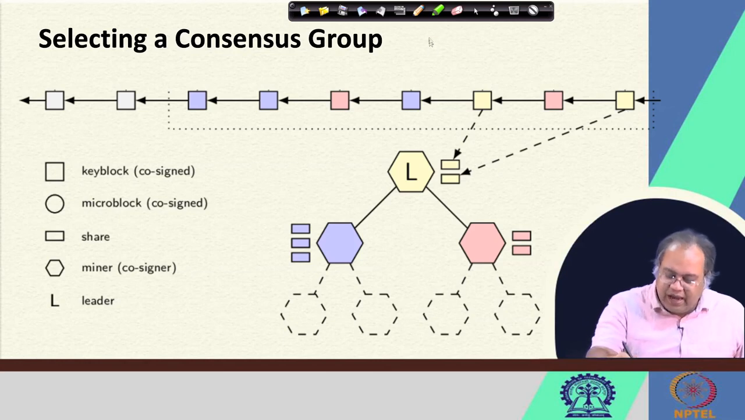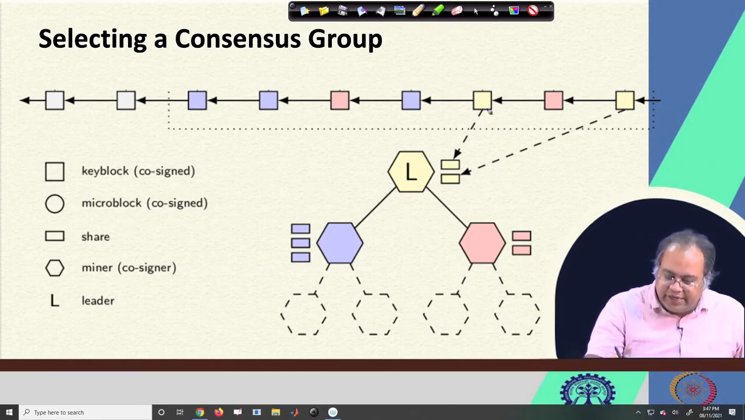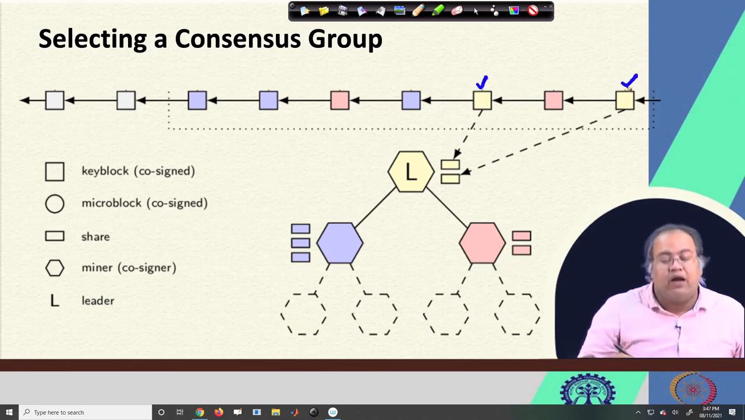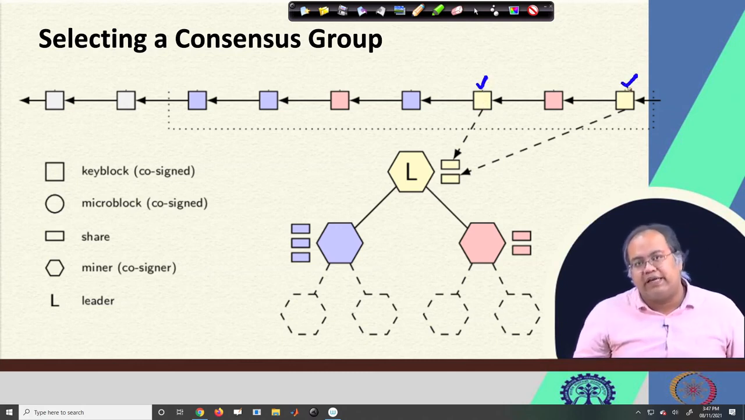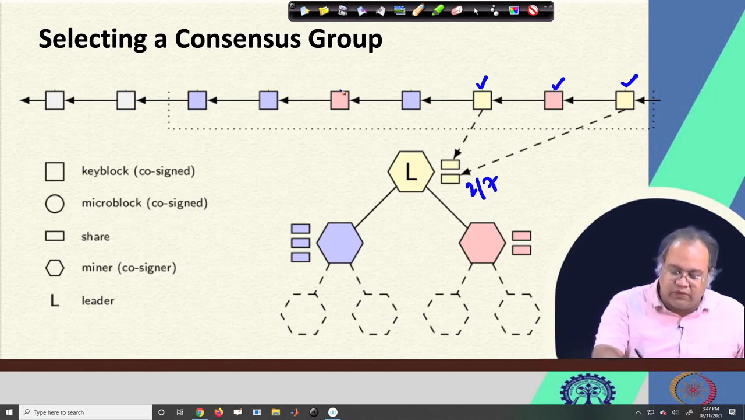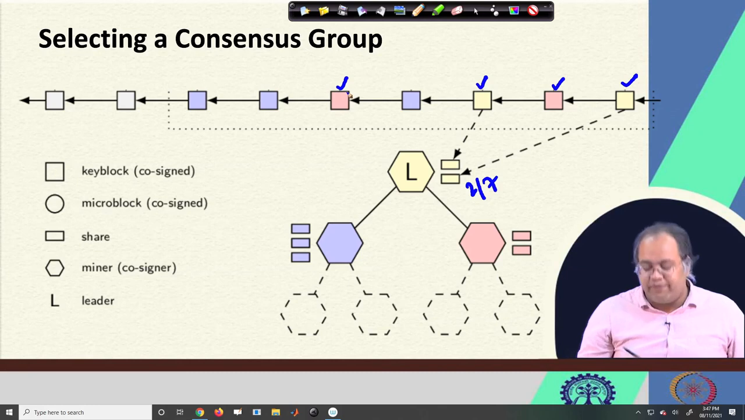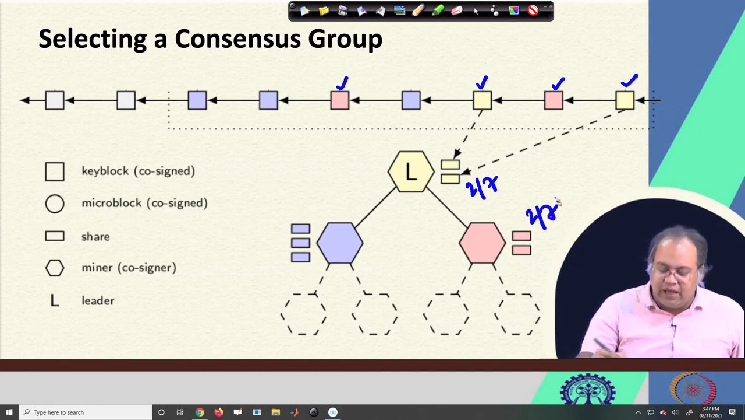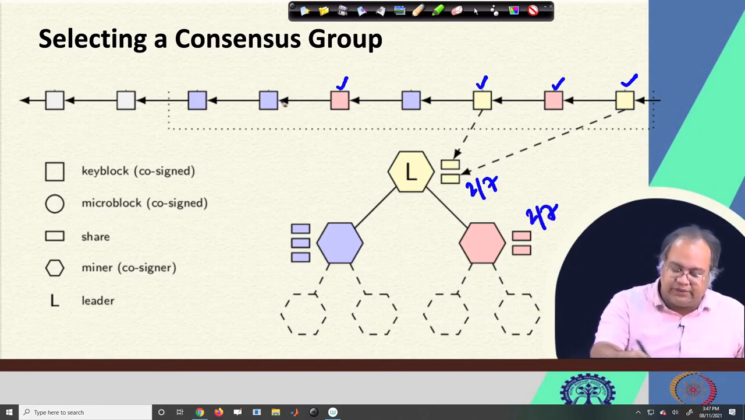So, here I can see that this yellow miner has generated these two key blocks, so its share is 2 by 7. Similarly, this red miner has generated 2 key blocks, so its share is 2 by 7, and this blue miner has generated 3 key blocks, so its share is 3 by 7.